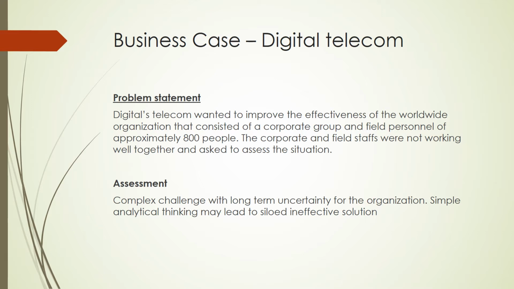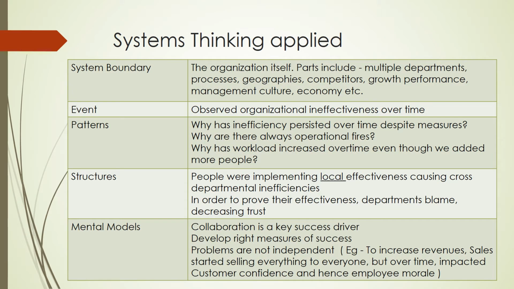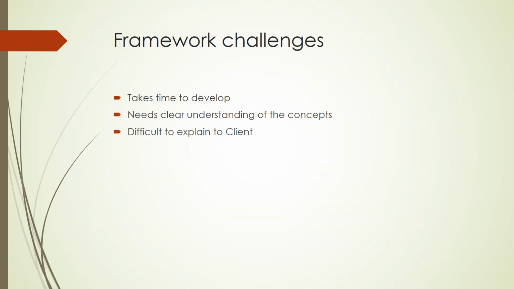So let's look at the business case. The Digital Telecom wanted to improve the effectiveness of the worldwide organization. This is a complex problem. So when we apply systems thinking, it allows us to see the organization boundaries, events that are causing the effectiveness over time, what are the patterns that are evolving, the structures that are causing the underlying behaviors, and the overall mental model behaviors.